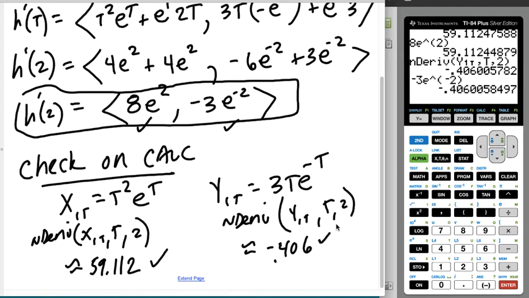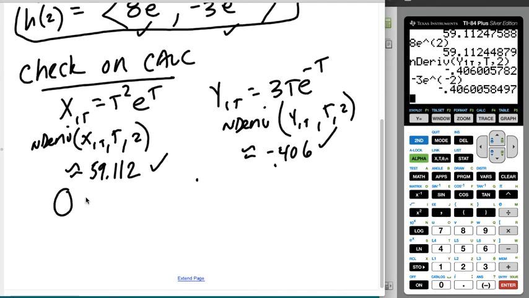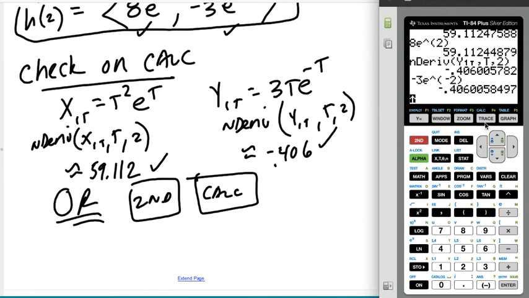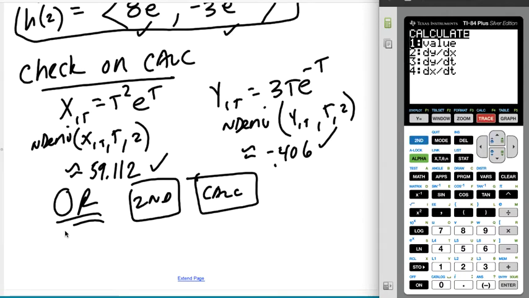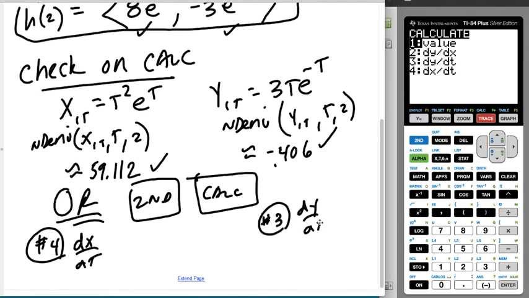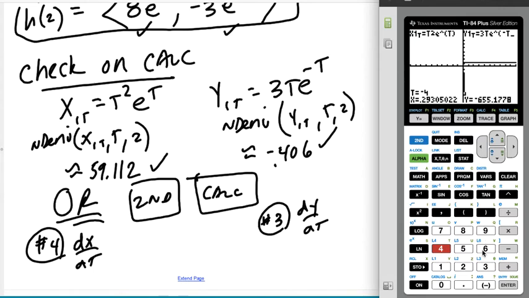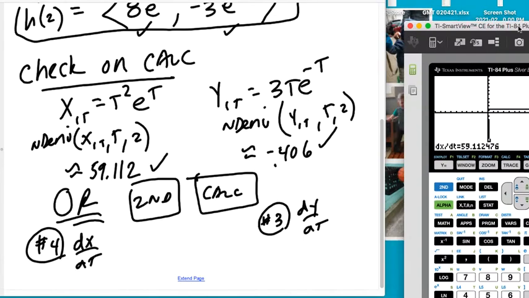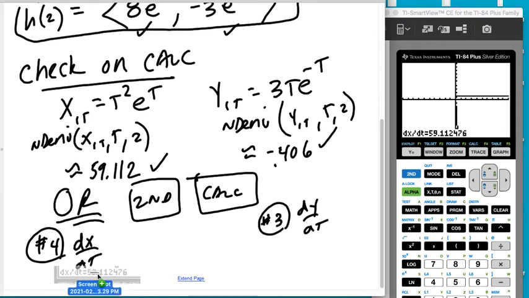So answers are right. The other way to do this is you can use second and calc, because if you remember, there were some derivatives in there. So if I do second and calc, see how I can pick dy dt. So dx dt would be number 4, and if I wanted to pick dy dt, I'd pick number 3, which is dy dt. So let's go ahead and pick 4 for a sec. And then what I can do is I can type the t value I want and hit enter, and there you go, there you have it. So if I do that, I'll go ahead and take a quick screenshot just to put that on there so that we can see that that's what happens.